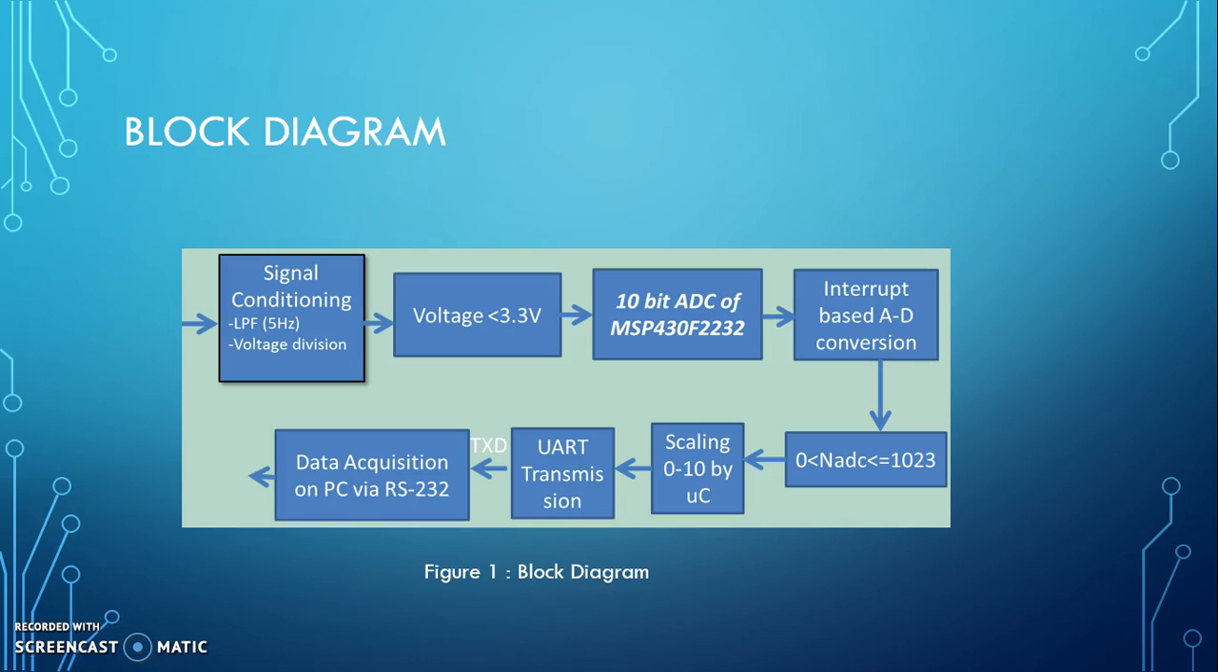Every time ADC completes its conversion, it produces an interrupt, and the processor then scales the corresponding digital data, which is between 0 to 1023. It scales it between 0 to 10. The microcontroller then uses its UART peripheral to transfer the scaled data for data acquisition.